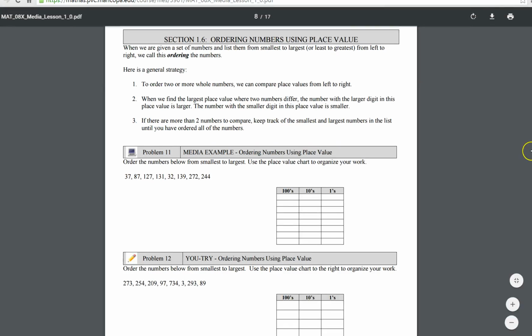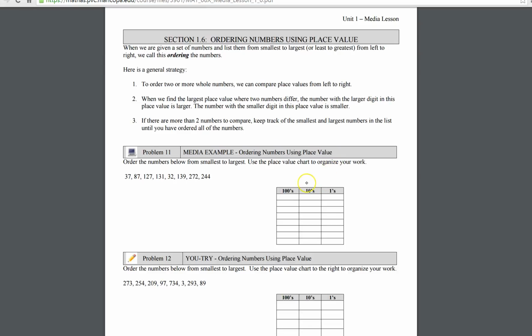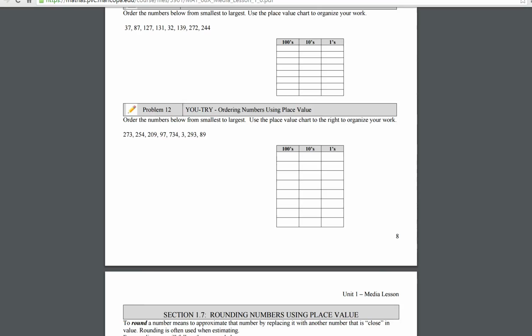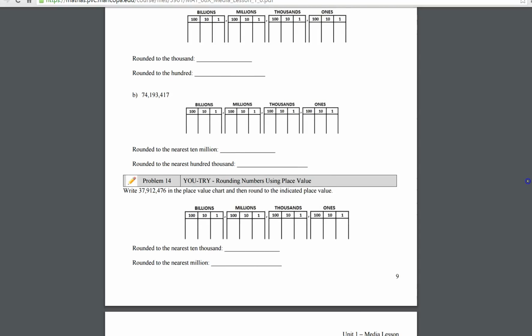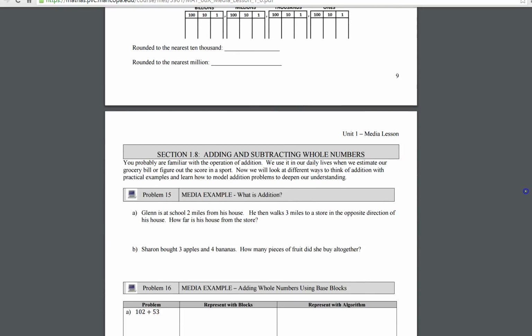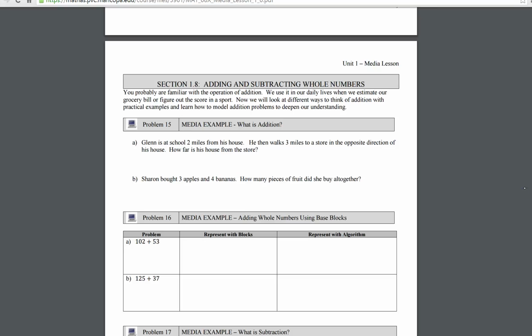Don't need anything for that. You have a manipulative where they put the numbers in the chart, or the numbers come in the place value chart and they sort them up and down, so this is good. I have a thought on rounding numbers, but not really. Here are the more important ones.